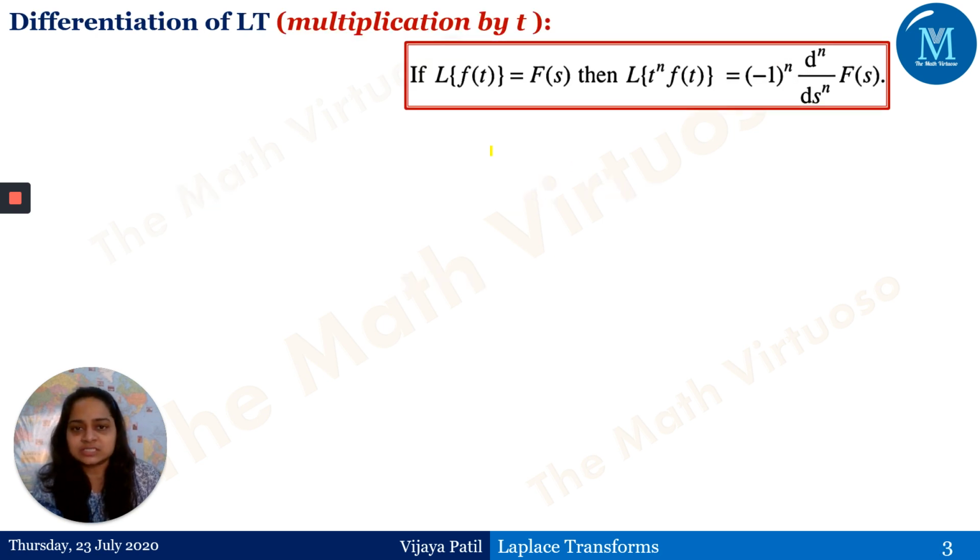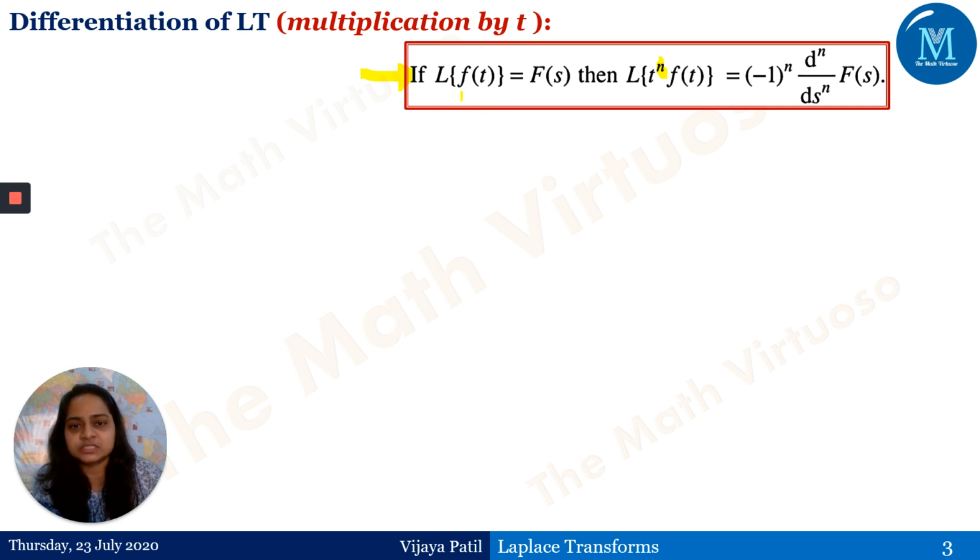So now this statement says that if Laplace transform of f of t is F of s, then Laplace transform of t to the power n, f of t is equal to minus 1 to the power n, d to the power n upon ds to the power n, F of s. So I'm purposely reading everything for you so that you will understand how to read the particular formula.